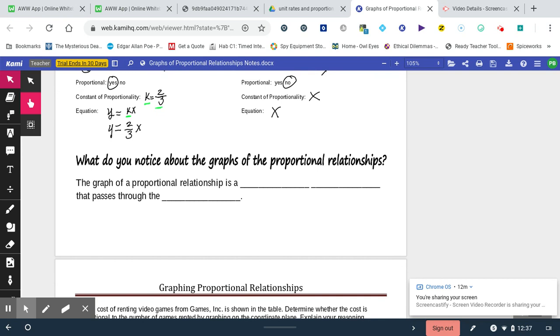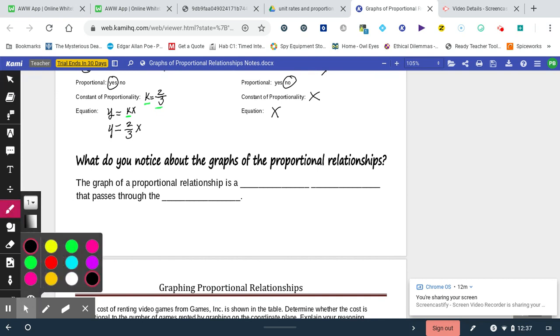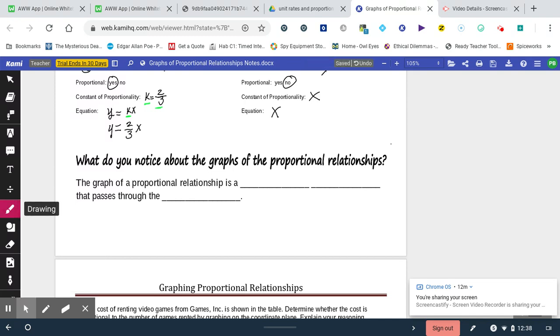So we're going to go ahead and make those comments down here. And like I said, if you're taking notes, make sure you're pausing the video and taking the notes like you're supposed to. The graph of a proportional relationship is a straight line that passes through the origin. All right, so as long as it's a straight line and goes through the origin, then that graph is a proportional relationship.